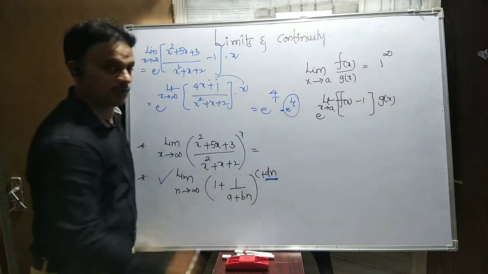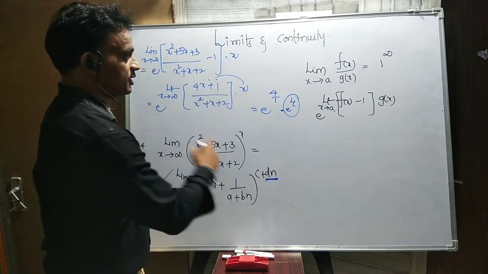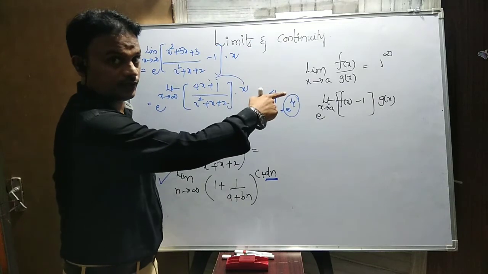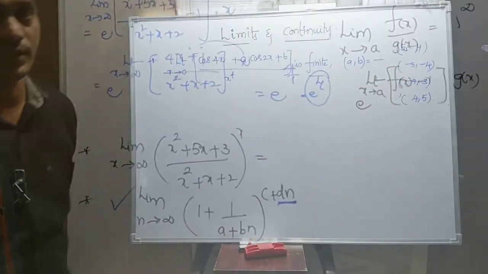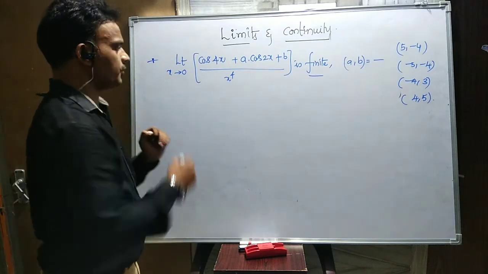Please apply the same condition. Now you will get the answer. Very important model. So what is that? One power infinity form. Come on, make a note, students. Yes, students. So coming to this model, one of the very important models.